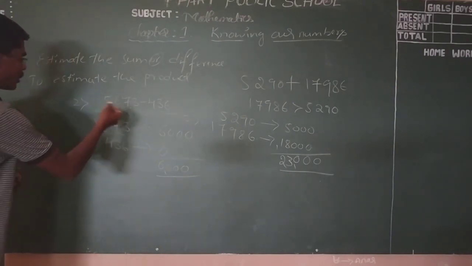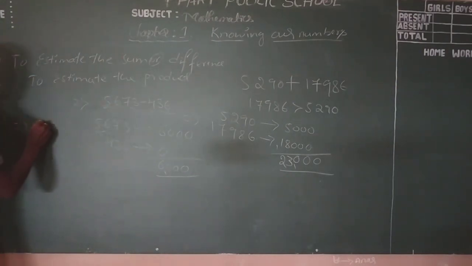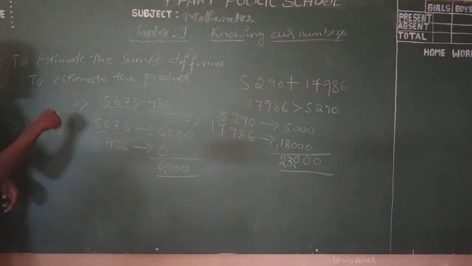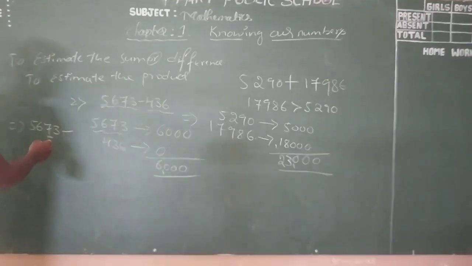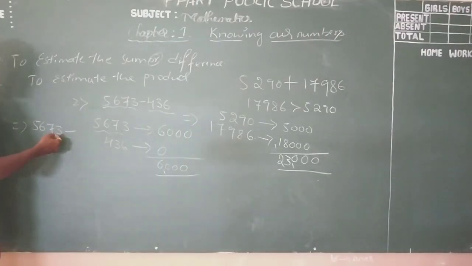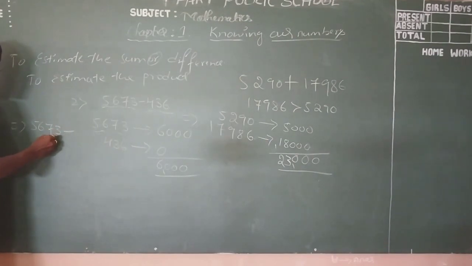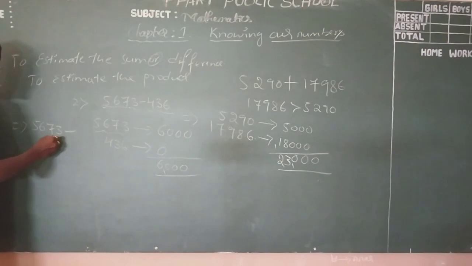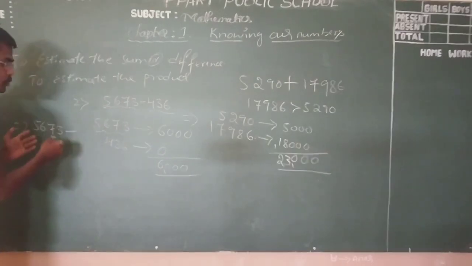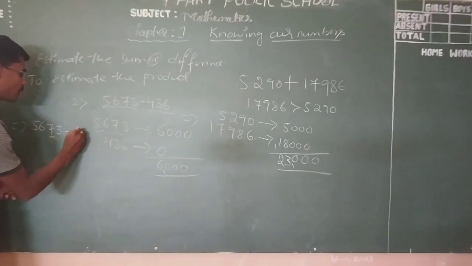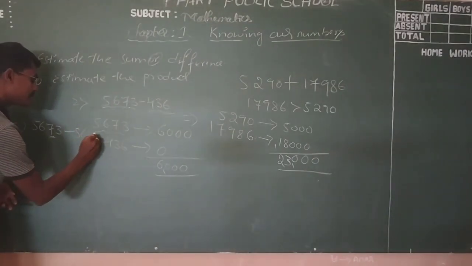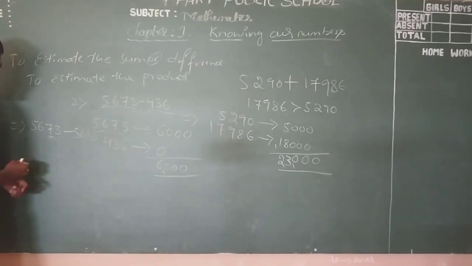How can I? Now look at this one, the same thing, 5, 6, 7, 3, the same number. I can round off this number to the 100th position. Look at this one, the 10th position. What is that? 3. Then rounding off to the 100th position, what is that? The 10th position is 7. You know that 7 is greater than 5, hence I am going to round off 5, 6, 7, 3 into 5, 6, 8, 0. 5, 6, 8, 0. Then one more number, 436.